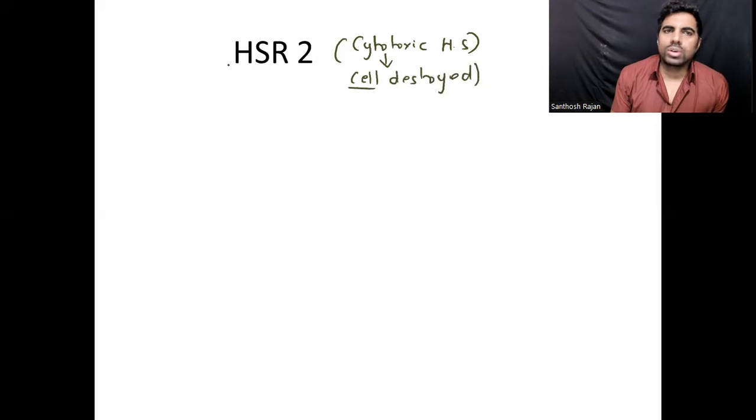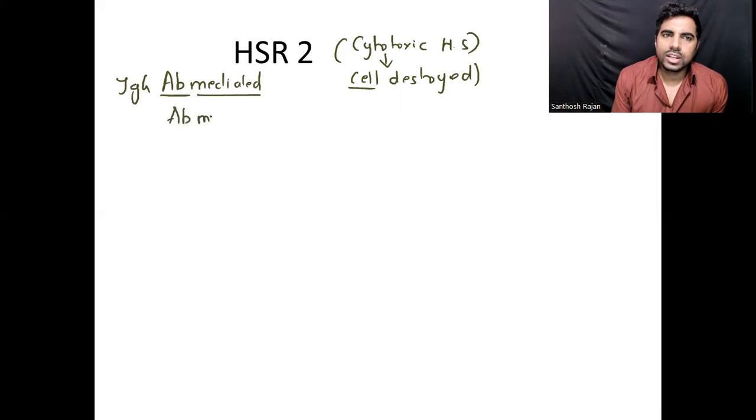Cytotoxic is also called antibody mediated. It's called antibody mediated directly, especially we're talking about IgG mediated. So this can be two types. We call it antibody mediated cytotoxicity, the most common one, and the other one is antibody mediated cell dysfunction.